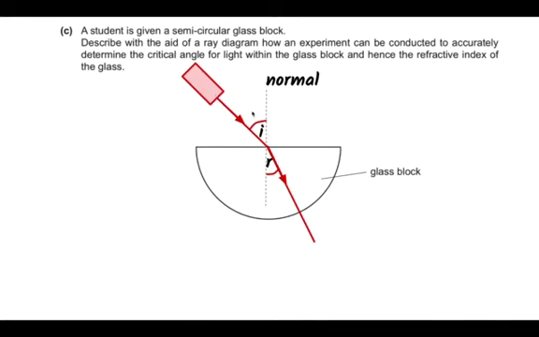The trouble is that if I move this ray box around now, I will never ever get to the critical angle. I will never be able to demonstrate total internal reflection under these circumstances. It's impossible to get this ray to reflect off of this surface in this circumstance.